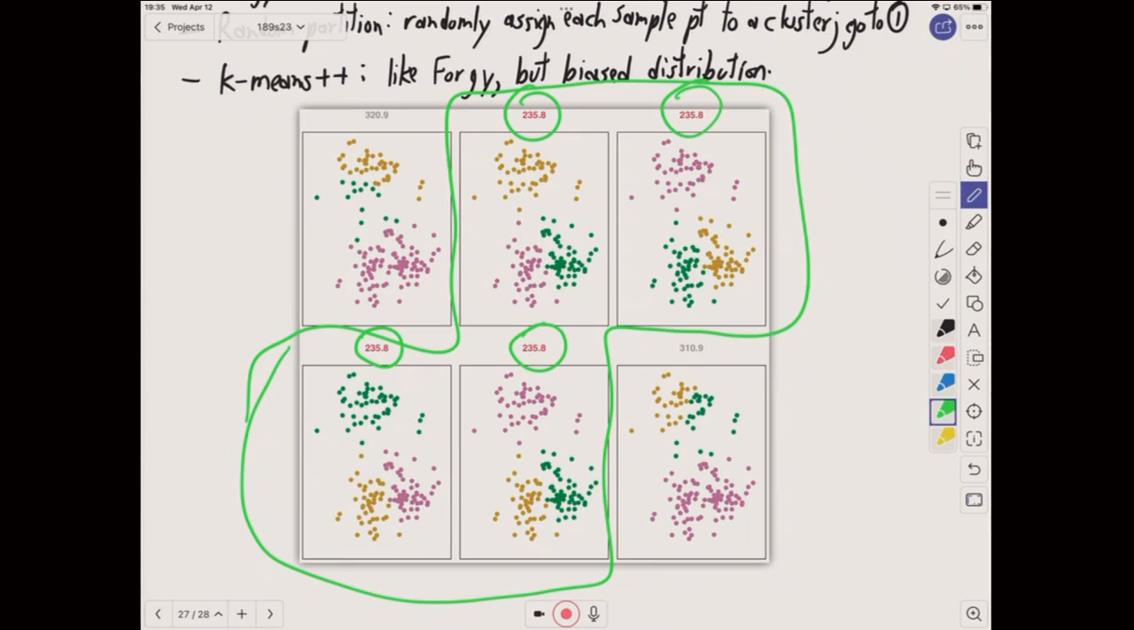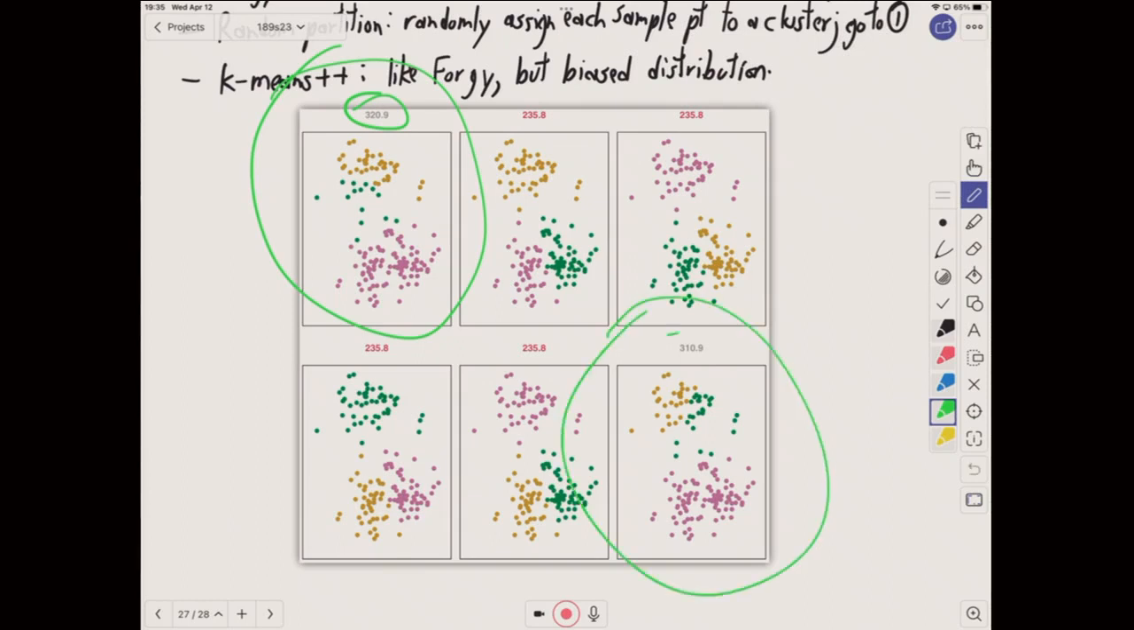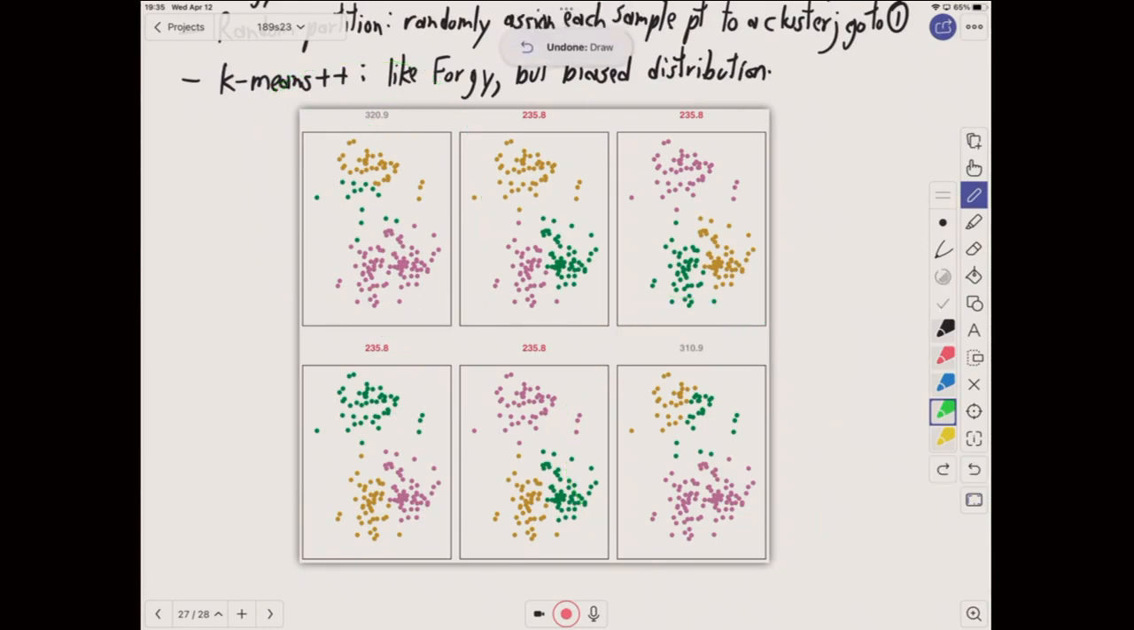So those 4 all came out with the best solution that we know of, but twice it did not do so well. One time we ran it and the objective function was only 320 instead of 235. Another time it was 310. So that's substantially worse in terms of the cost function. So in essence, for best results, you're going to try running k-means multiple times with different random starts.